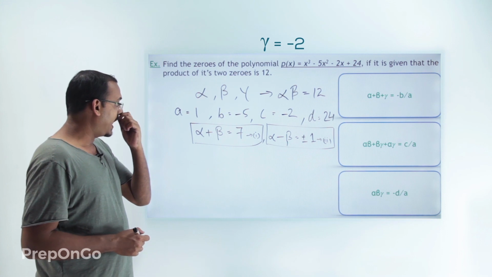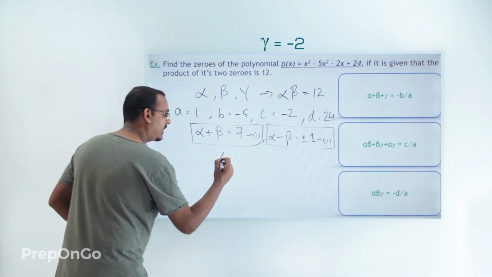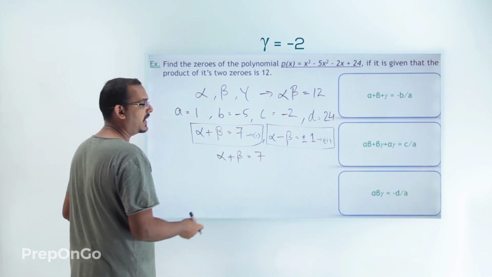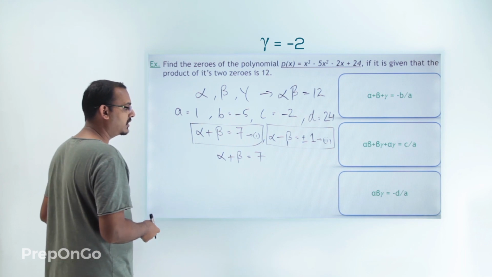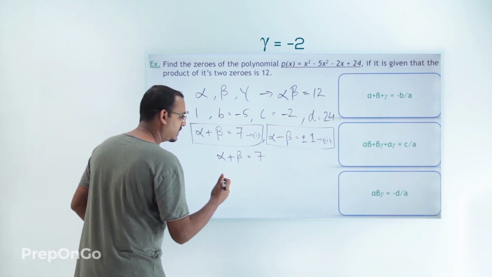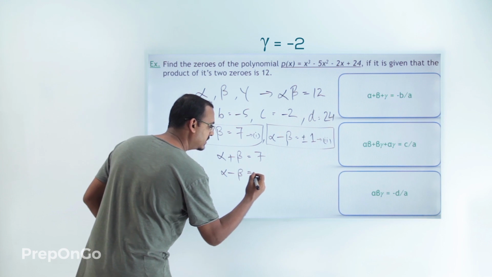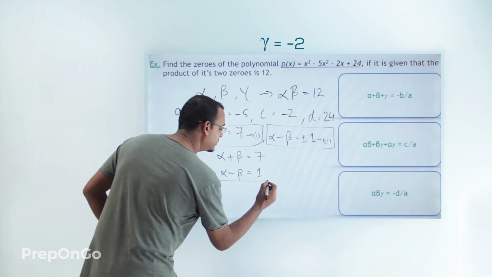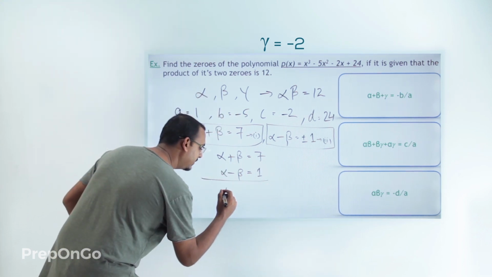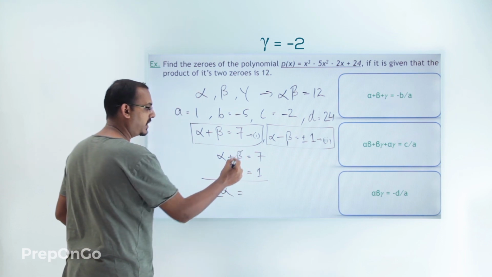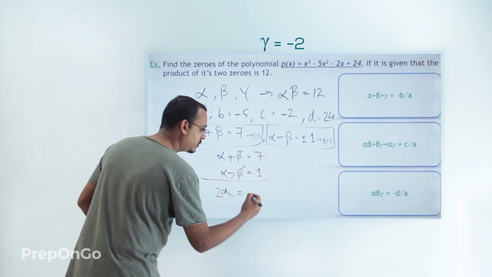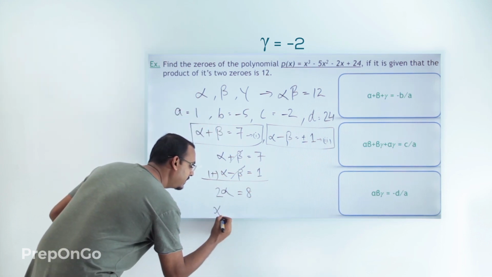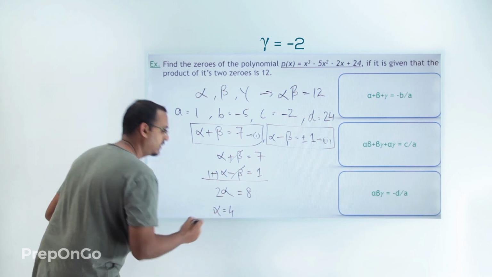So what we'll do is we'll add these two equations. I have alpha plus beta is equals to 7, and let's take the first value, which is plus 1. So alpha plus beta is equals to 7 and alpha minus beta is equals to plus 1. Now if I add these two equations up, we get 2 times alpha is equals to, so plus beta minus beta cancels, 7 plus 1, which is 8. This gives me the value of alpha as 4.